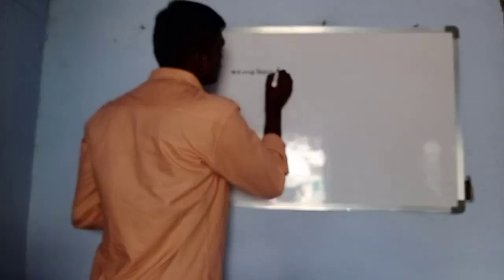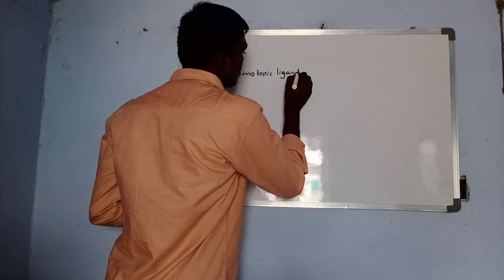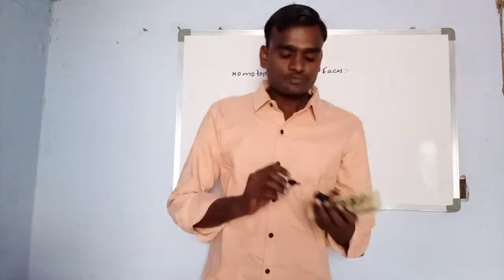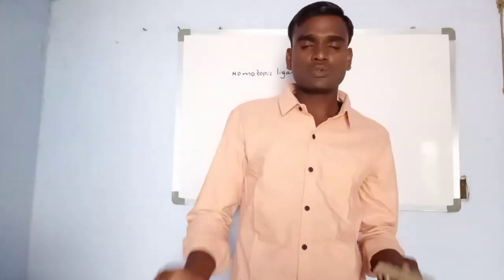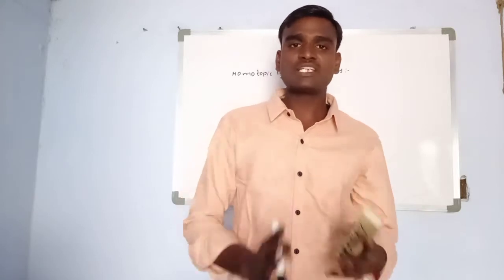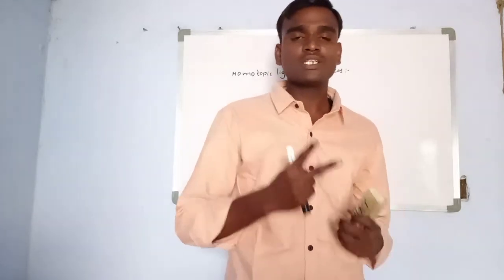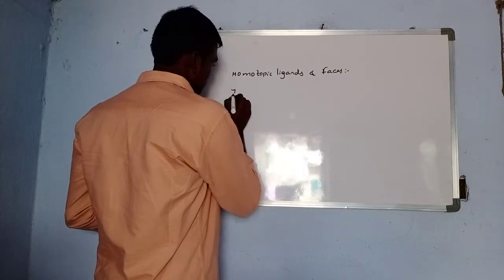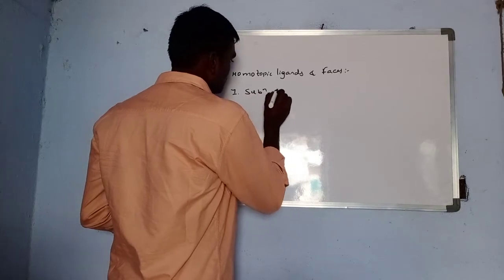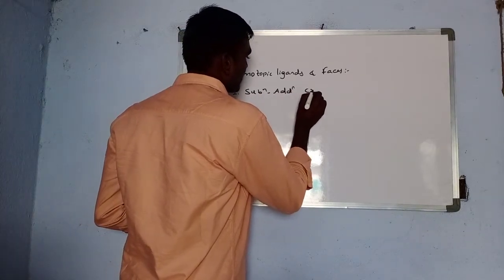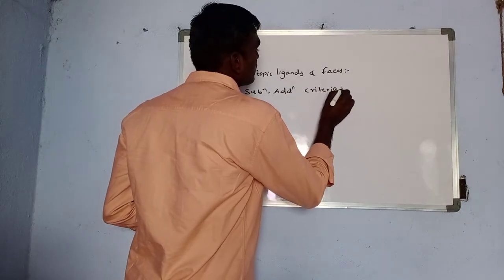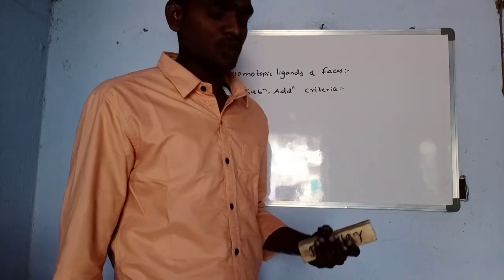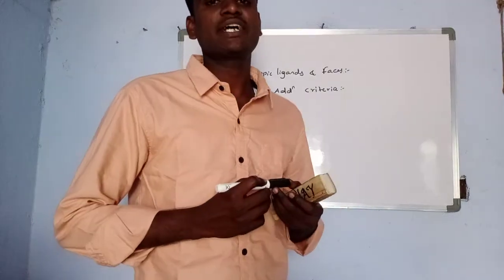Homotopic ligands and faces. To determine the relationship of homotopic ligands and faces, there are two criteria. The first one is the substitution addition criteria, and the next one is the symmetry criteria. Let's see what the substitution addition criteria is.